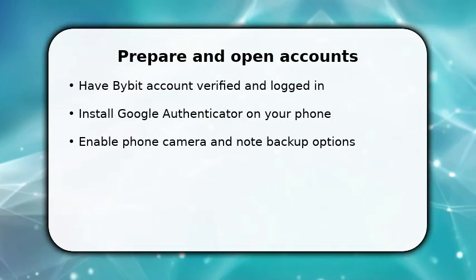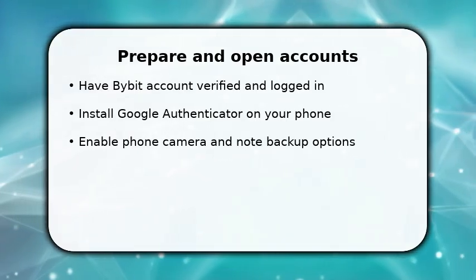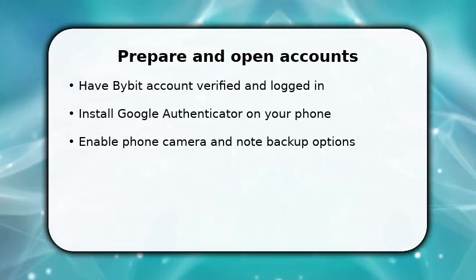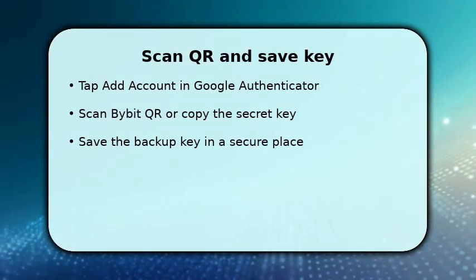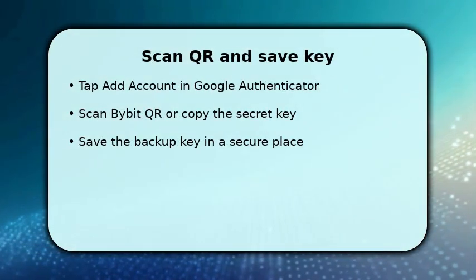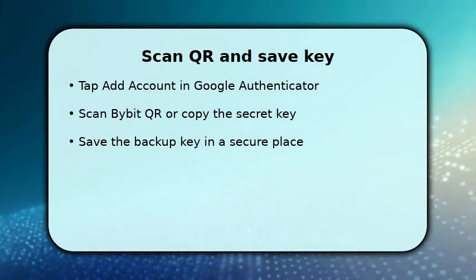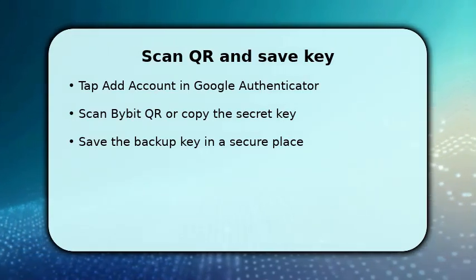Once done, choose the option to bind or enable Google Authenticator. This initiates the unique secret key and QR display you will scan next. Now you scan the QR code shown by Bybit using Google Authenticator. This pairs the accounts and generates time-based codes.